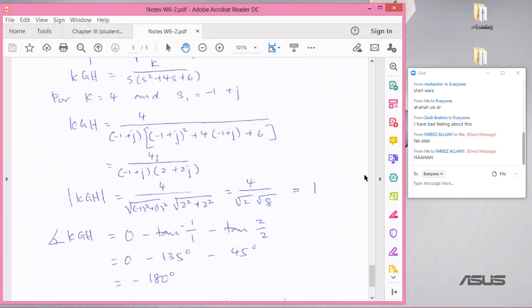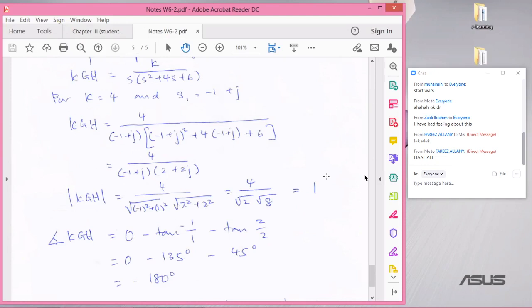So the magnitude is given by 4, which is a real number. The magnitude of 4 is already 4. Then -1 plus j is a complex number. The magnitude of that is the square root of the real part squared plus the imaginary part squared, so the square root of (-1) squared plus 1 squared. And the magnitude of 2 plus 2j is the square root of the summation of the squares of the real part and the imaginary part. So this is just the Pythagoras theorem. And now you can see that the magnitude is equal to 1.